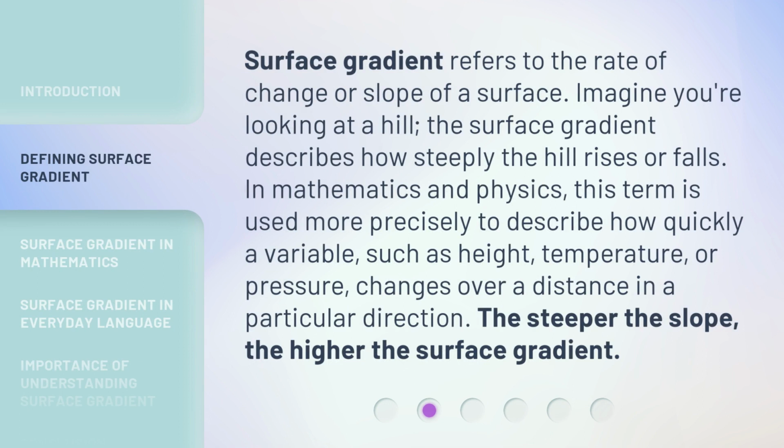Surface gradient refers to the rate of change or slope of a surface. Imagine you're looking at a hill. The surface gradient describes how steeply the hill rises or falls. In mathematics and physics, this term is used more precisely to describe how quickly a variable, such as height, temperature, or pressure, changes over a distance in a particular direction. The steeper the slope, the higher the surface gradient.